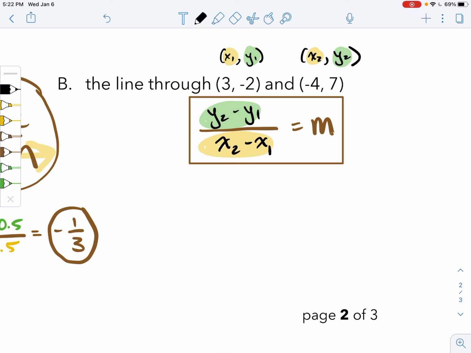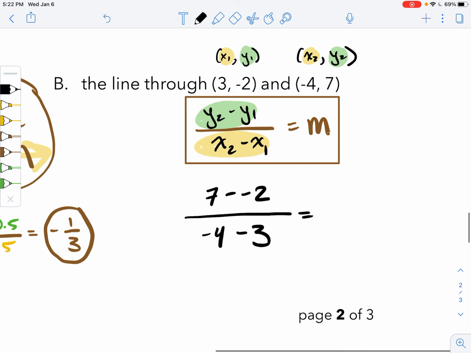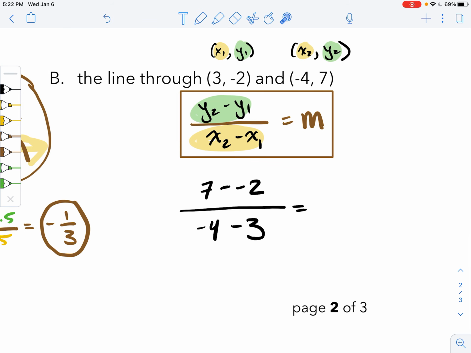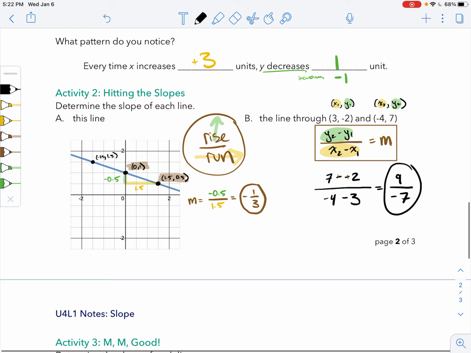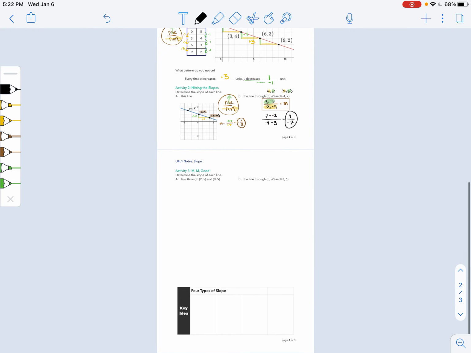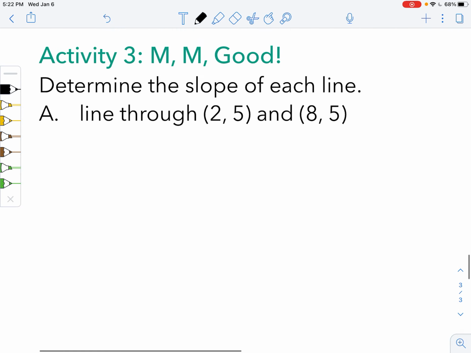Okay, so y2 is 7, y1 is -2, x2 is -4, x1 is 3. Up on top, we see we have minus a negative, which means make them positive. 7 plus 2 is 9. -4 minus 3 is -7. Yuck. We're going to leave it as is. Yay, fraction. Okay, 2 more. Let's see what happens when we have these guys.